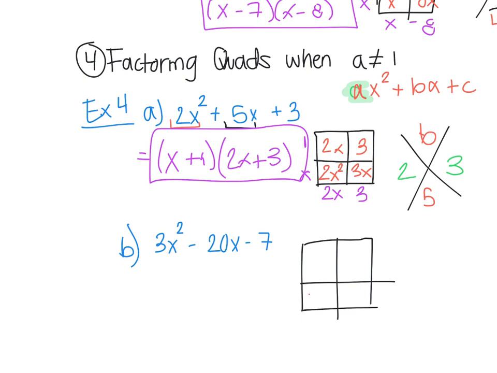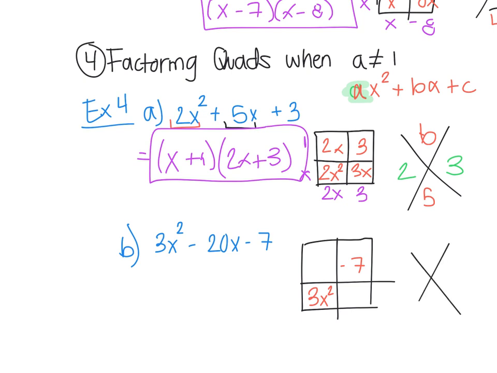All right, so again, we start by putting 3x squared down here. I put my negative 7 up here. I'm going to be splitting negative 20x's between these two boxes. How will I break down those negative 20x's? To figure that out, we need our diamond.